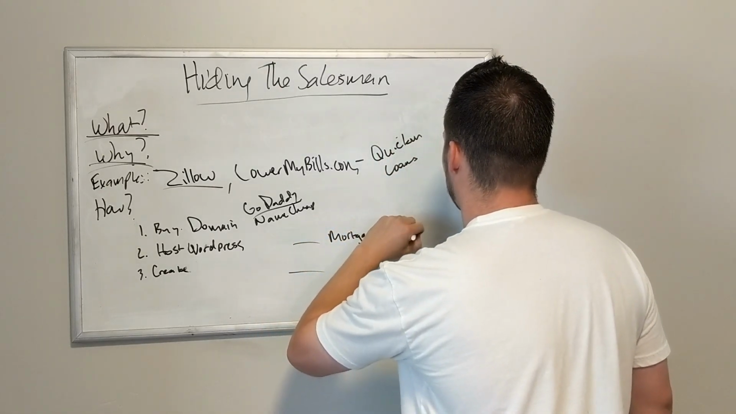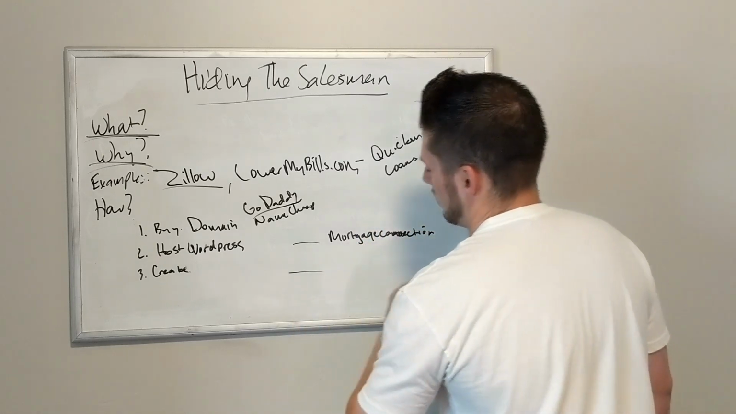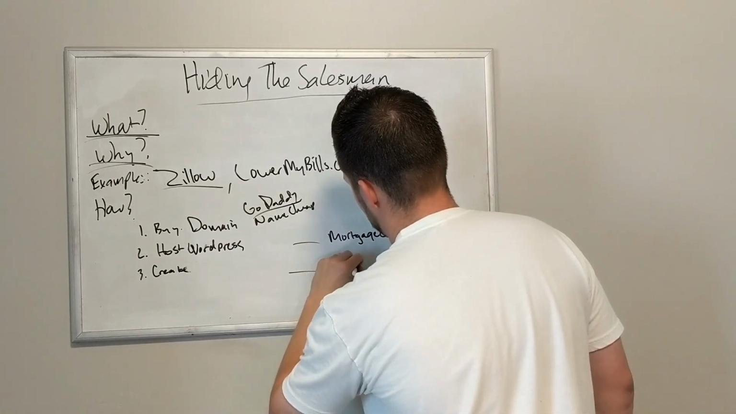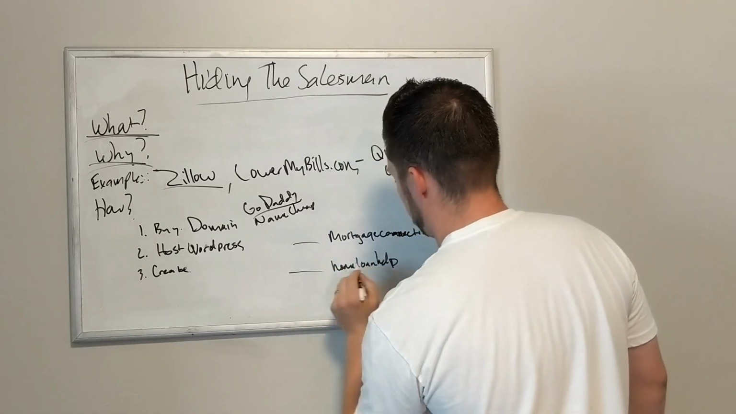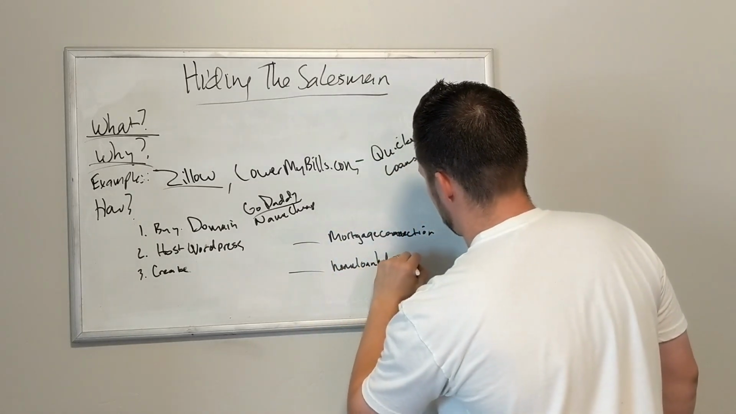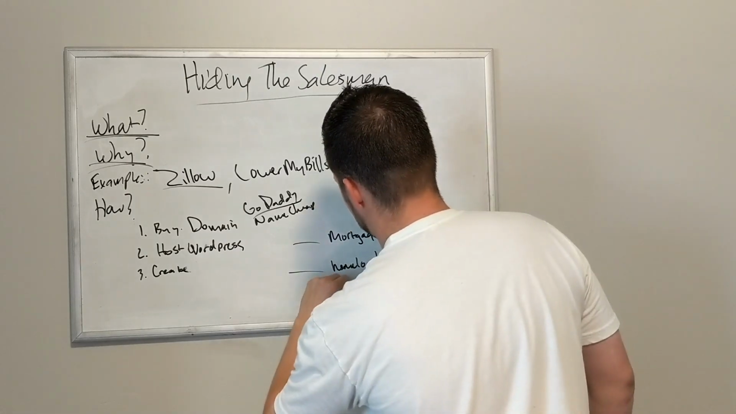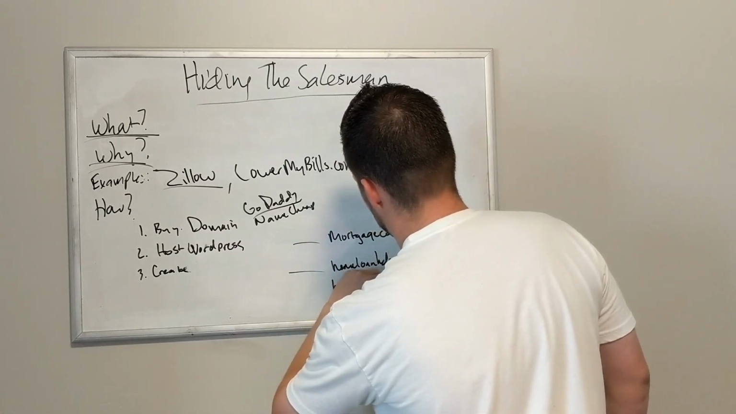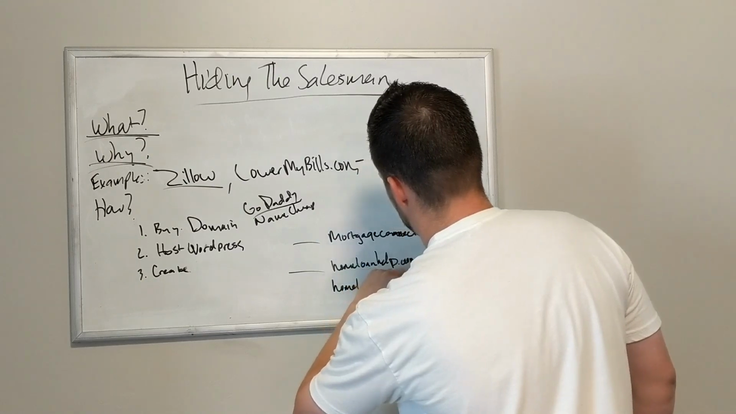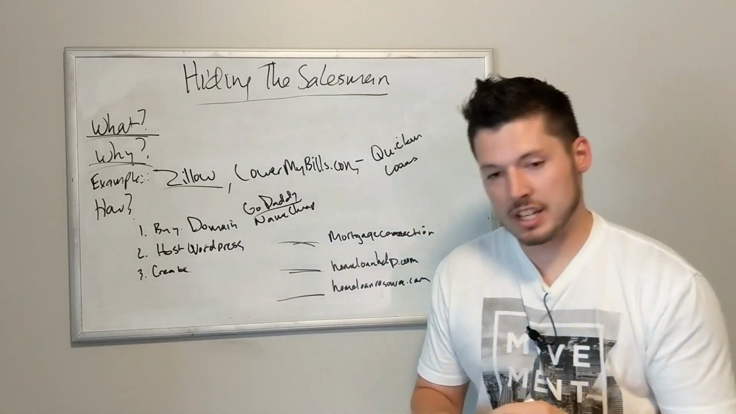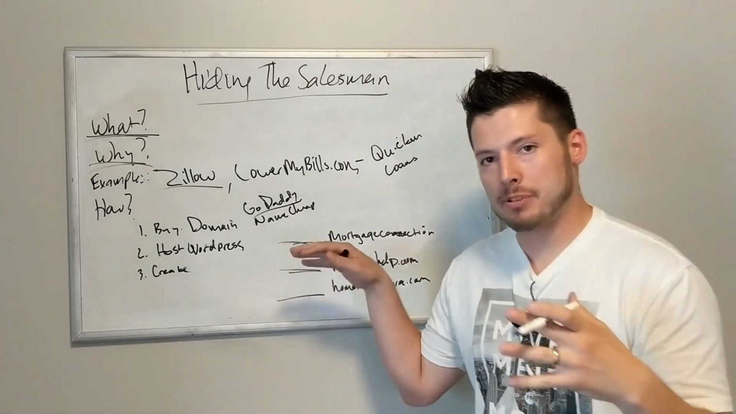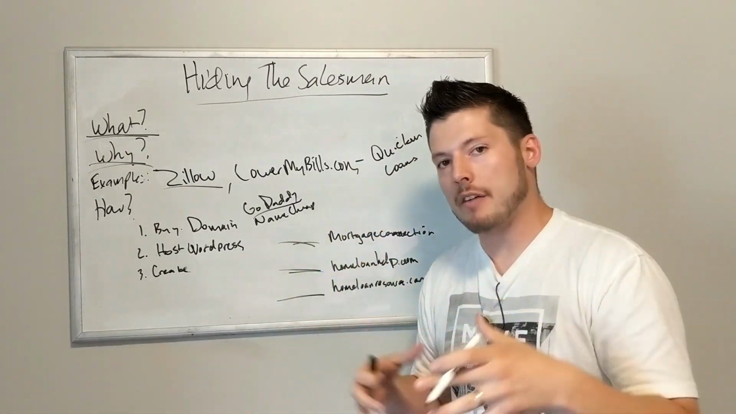Try blank mortgage connection.com, blank home loan help, homeloanhelp.com, home loan resource, right? Whatever it is, okay? Those are all examples. What do the blanks represent? Well, the blanks represent your limits geographically, right?